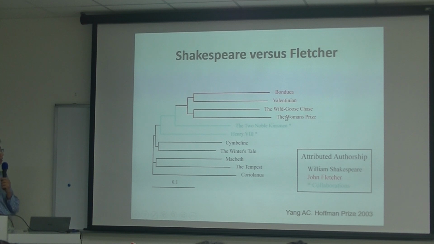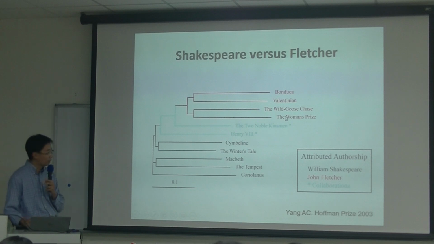But the question is, if one text is written by two authors, how do we classify that? And interestingly, we found that Henry VIII is more closely related to Shakespeare, and The Two Noble Kinsmen is more related to Fletcher. And we already know that Shakespeare wrote the major part of Henry VIII, and Fletcher wrote largely The Two Noble Kinsmen. So that's the way we can quantify very objectively in this kind of data.